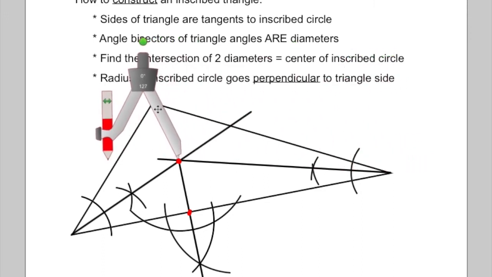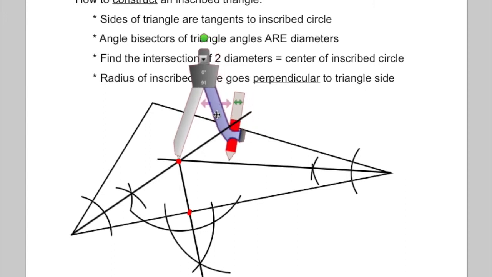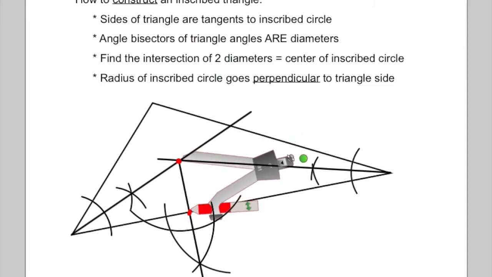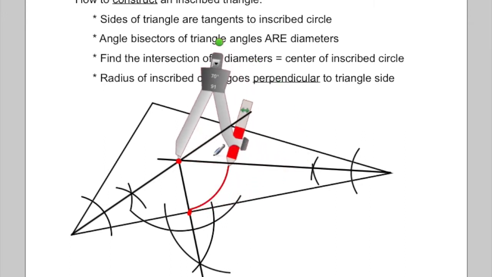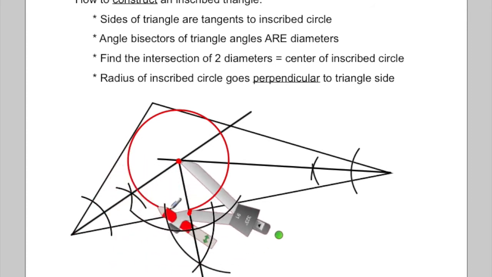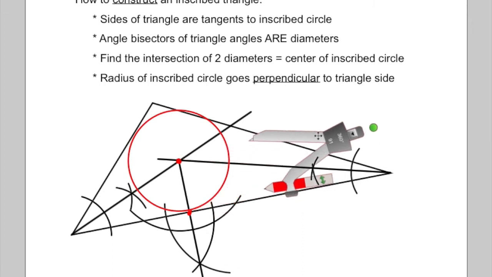Now I'm just going to turn my compass around to measure that distance, from red point to red point there. Get it as exact as you can. And then go ahead and sketch, construct your circle. And remember, inscribed, the circle should be tangent to all the sides and mostly contained inside of the triangle that you started with. And I think we did pretty well. Got pretty close.